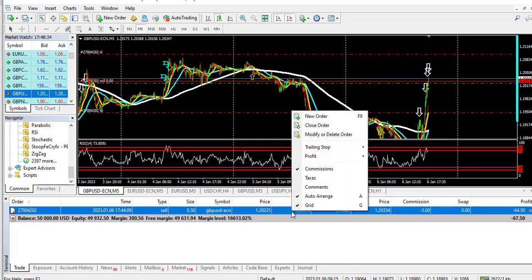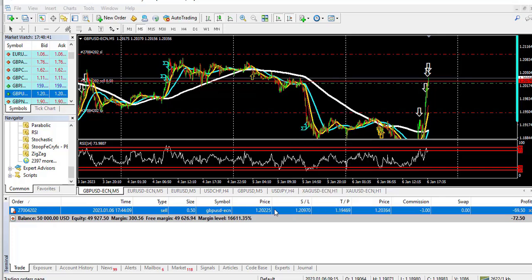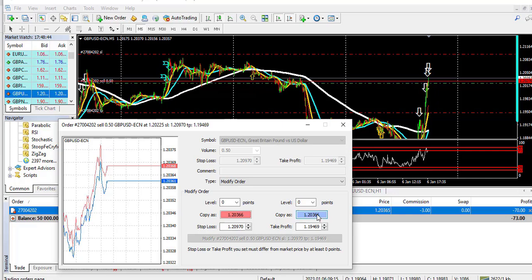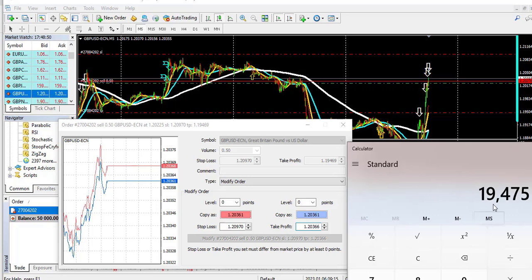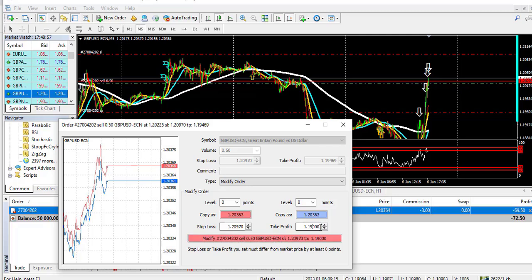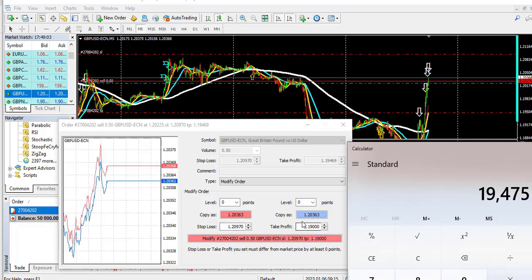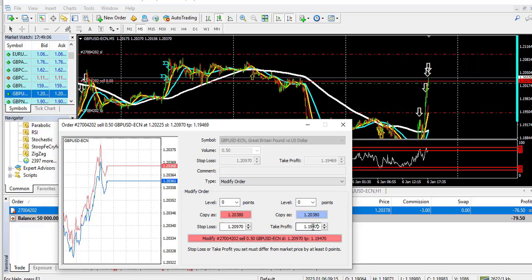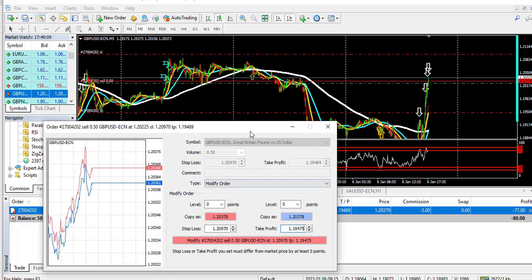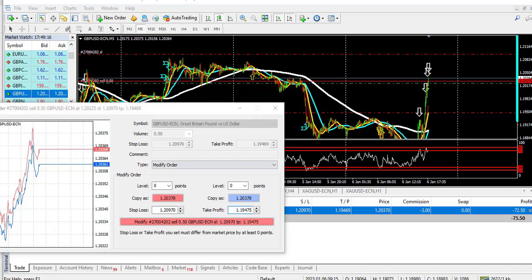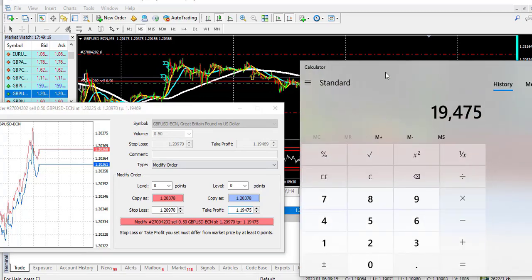So to set that, I would just simply edit my order. This is the order. My take profit would be, to get the exact, 1.19475. Okay, in order to get my exact 75 pips, that's what I'm going to do.